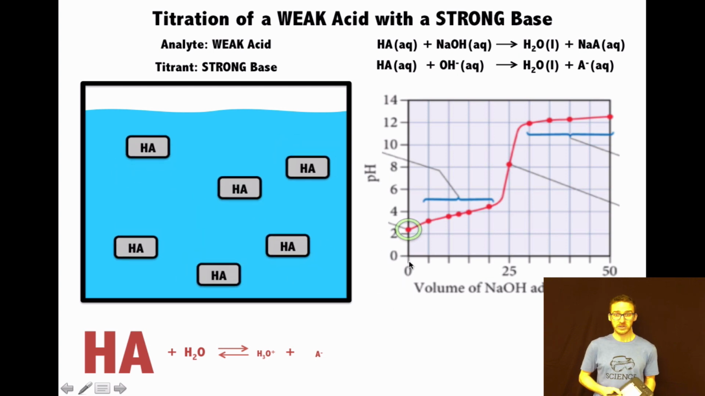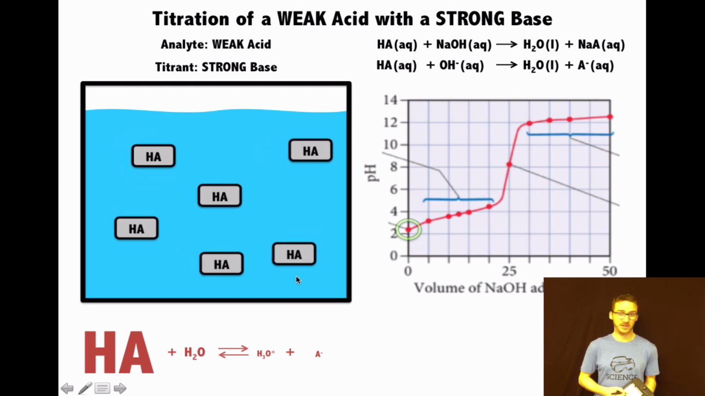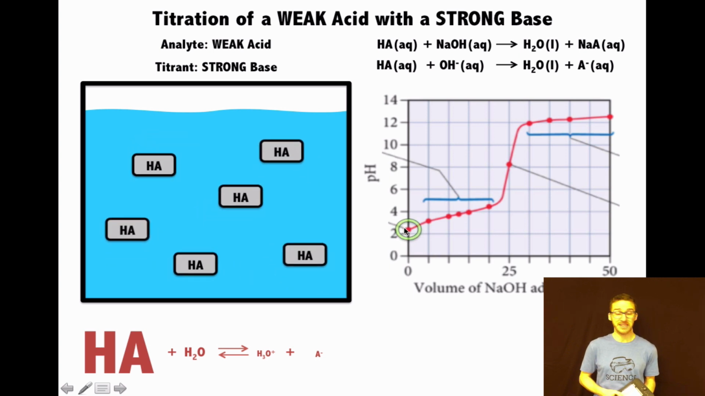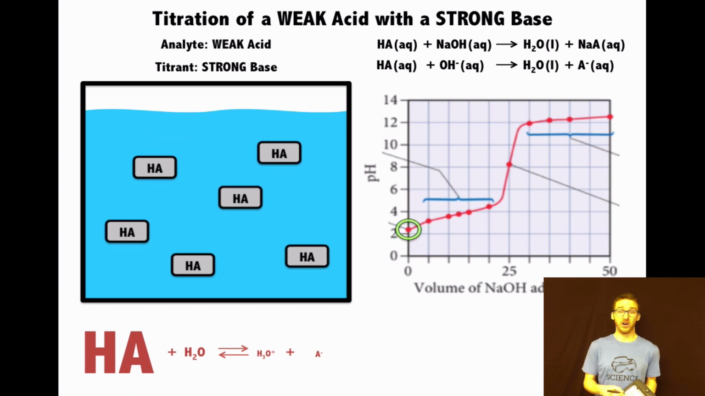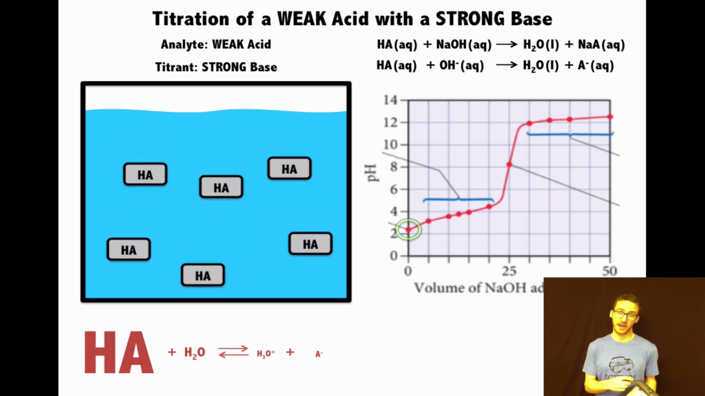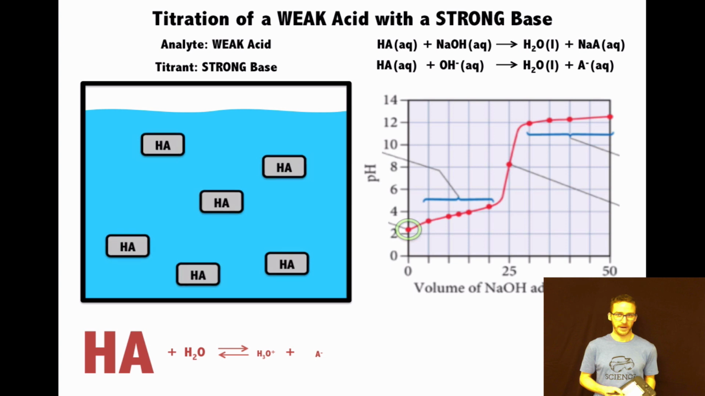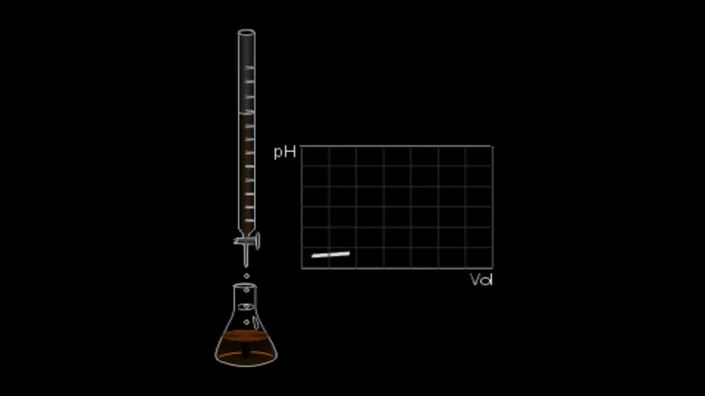So notice initially my pH of my weak acid solution is in the acidic range, which makes sense. It's an acid. Note that it's not as acidic as we saw with the strong acid in the strong acid strong base titration earlier. All right, I'm gonna start dropping in some base.